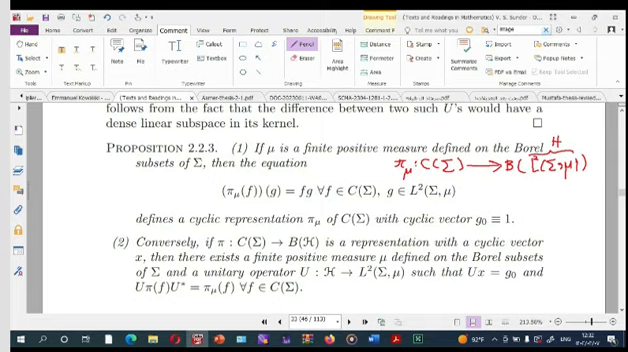But in this context, if P from C of sigma to B of H is an arbitrary representation with a cyclic vector X, then there exists a finite positive measure mu defined on the Borel subsets of sigma and a unitary operator U from H to L2 of sigma and mu, such that U of X equals g0, and we have this equality for any F in C of sigma.